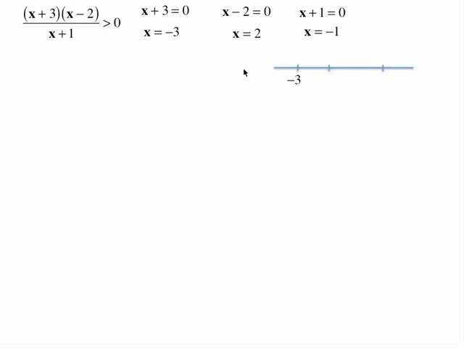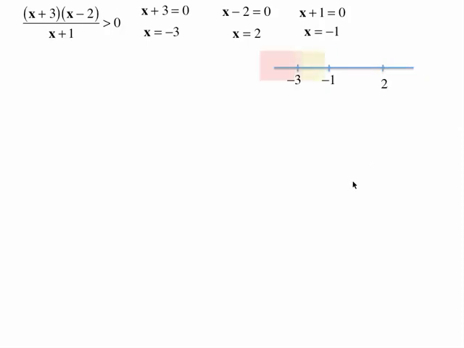Alright, let's put those on the number line. So here's our negative 3, here's our negative 1, and here's our 2. So here's when x is equal to negative 3, when x is equal to negative 1, when x is equal to 2 on the number line. And that divides our number line up into 7 regions: the region less than negative 3, the region equal to negative 3, the region between negative 3 and negative 1, the region equal to negative 1, the region between negative 1 and 2, the region equal to 2, and the region greater than 2.